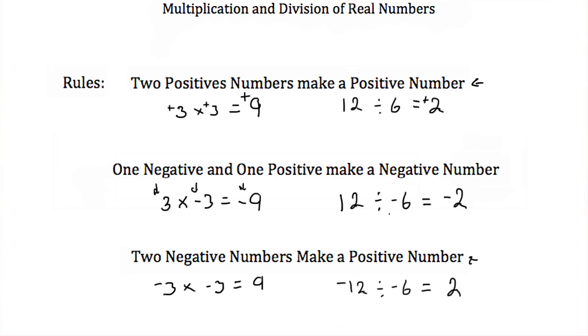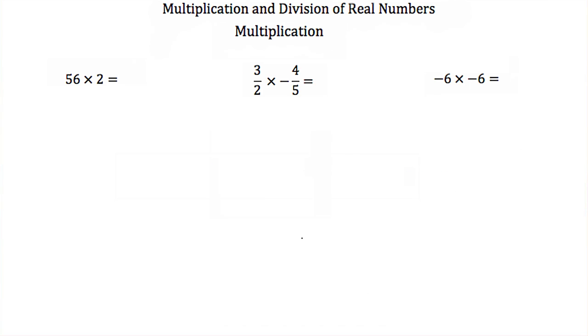So to remember this, if you ever have two of the same type of number, two positive numbers make a positive number. Two negative numbers make a positive number. You only get a negative number when you have one positive and one negative number. So let's practice this with some multiplication first.